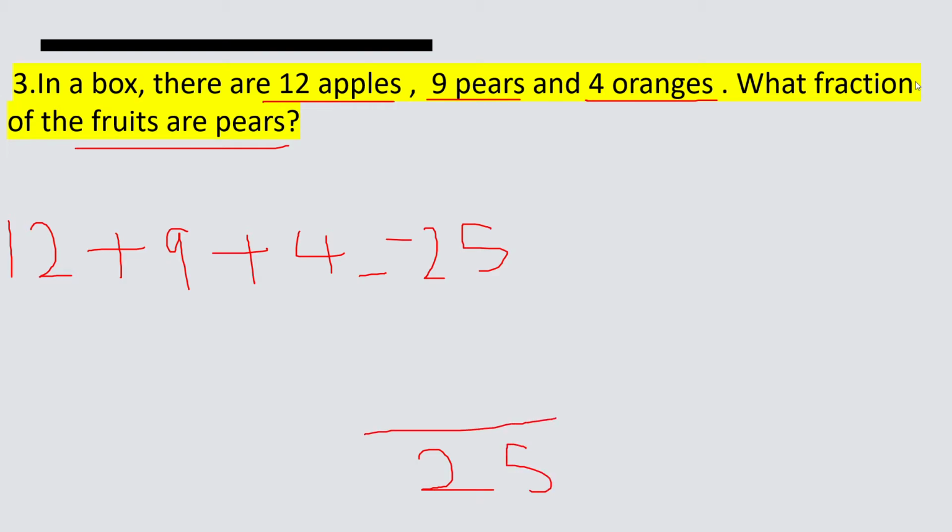Now let's find the numerator. What fraction of the fruits are pears? We know that 9 pears are there. So there are 9 pears, which becomes our numerator. So it's 9 over 25. And that's the answer. Okay, so let's go on to our next question.